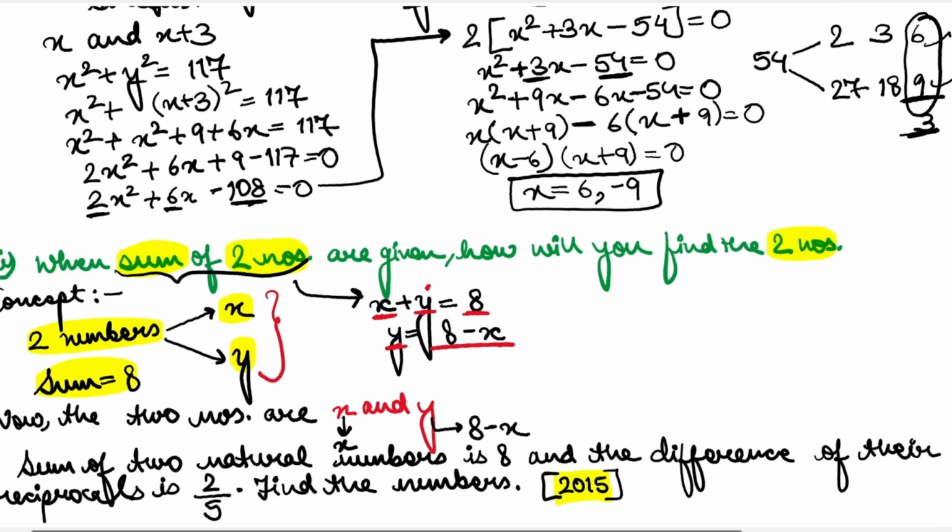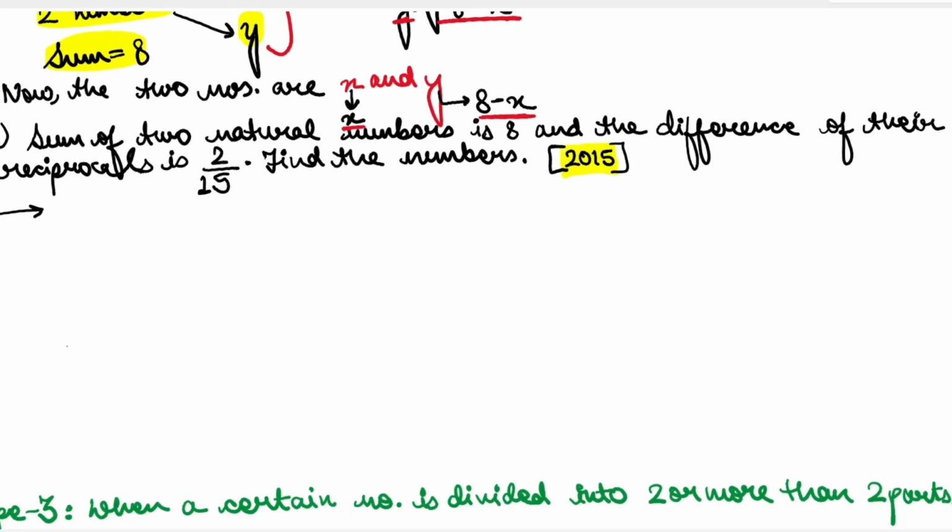Okay, so अब पहले हमारा 2 वैल्यूज था x and y. अब प्रेजेंटली हमारे 2 वैल्यूज हो जाएंगे x and 8 minus x. Is it fine till here? Clear? Now for example, so the sum of 2 natural numbers, okay, so sum of 2 natural numbers is basically 8 and the difference between them is 2 by 15. So we need to find the numbers.